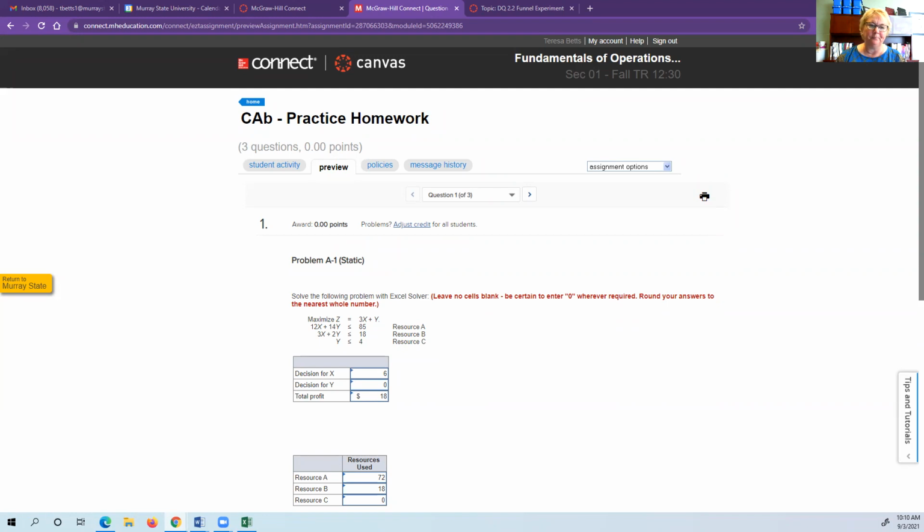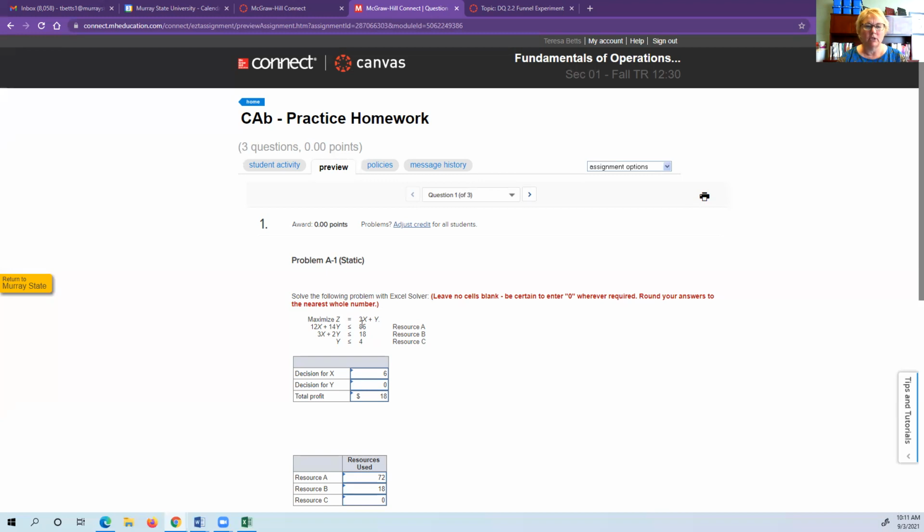Okay, so the first thing we're going to do is take this problem A1. They've pretty much given us the objective function and the constraints for resource A, resource B, and resource C. I want to walk you through how you should consider what we're saying. So we're saying we're going to maximize Z. We know that means we're maximizing profit, sales, or revenue, something that we want more of. And we're going to assume that X and Y are products that we're going to produce.